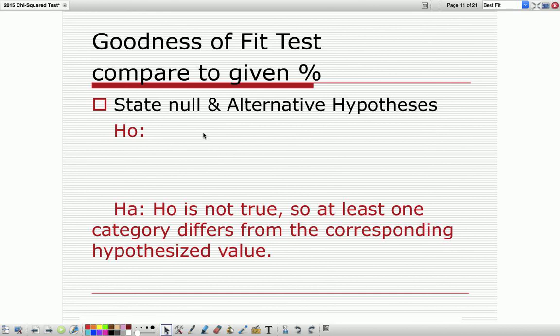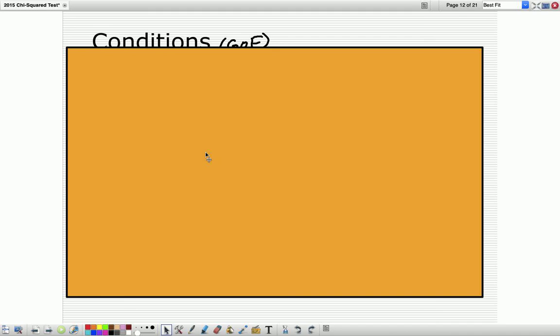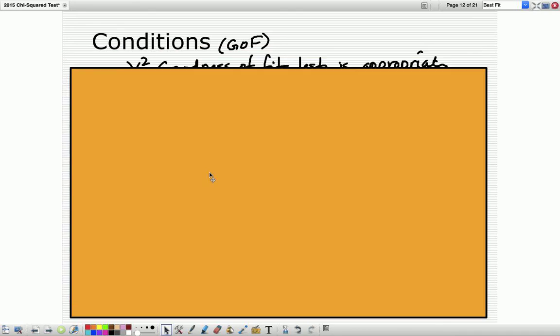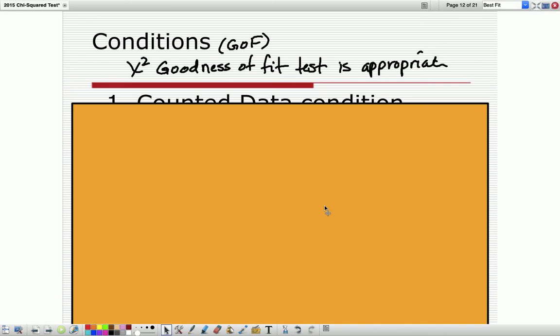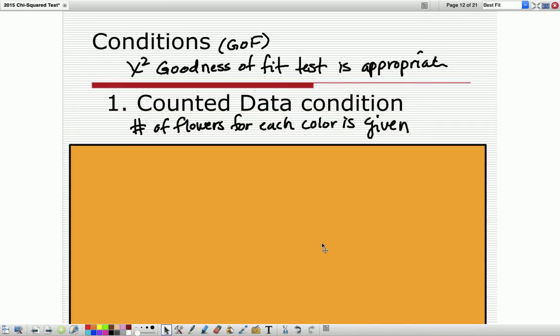Just keep in mind, your null is whatever, and your alternative is that the null is not true, so at least one category differs from the corresponding hypothesized value. All right, so conditions. This is for a goodness of fit because we're looking at whether it fits the ratios. The count of data, the number of flowers of each color, is given. It's a count. There were 52 magenta. That's a count.